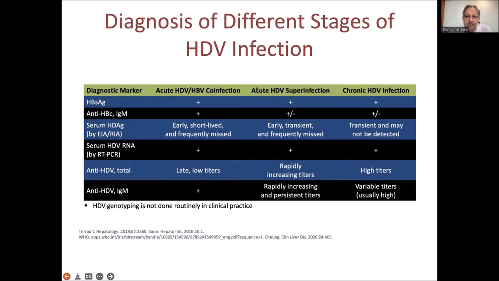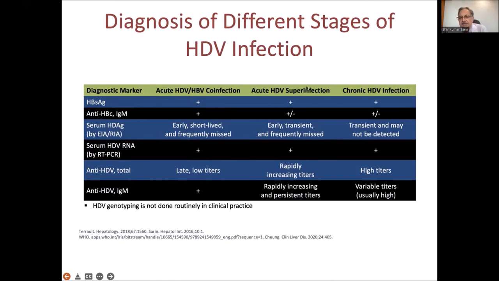How do you diagnose hepatitis delta? So HBsAg has to be positive. Now this is co-infection. Both delta and hepatitis B come with blood transfusion. So you will have hepatitis B IgM, you will have delta antigen, delta RNA, and late onset you will have anti-delta total. So in simple form, a co-infection means both viruses have come by blood. You will have surface antigen and you will have delta antigen and delta RNA.